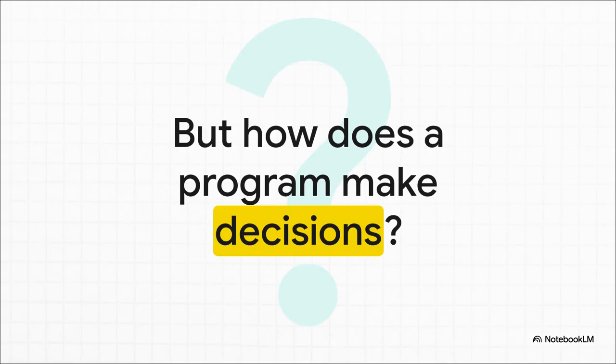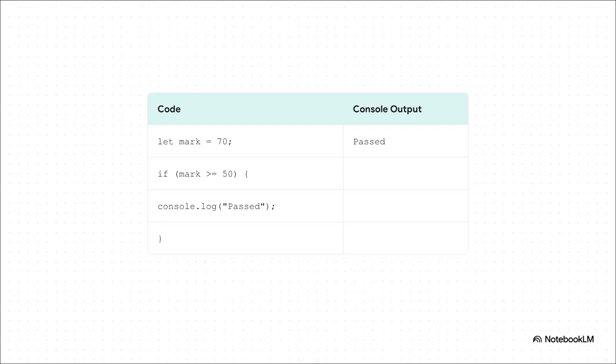So up to this point, our code is pretty linear. It just runs one line after the other, top to bottom, no questions asked. But the real power of programming, the thing that makes it smart, is when we can get it to make decisions based on the information it has. And how do we do that? We use something called an if statement.